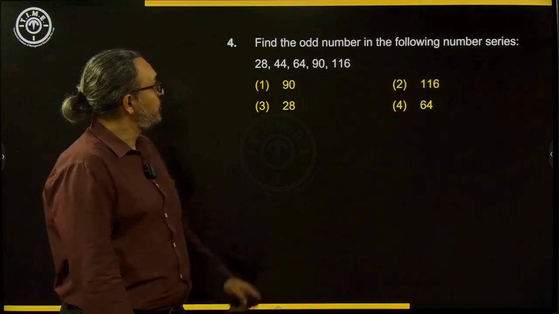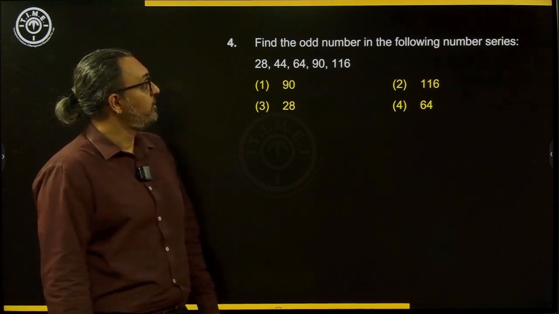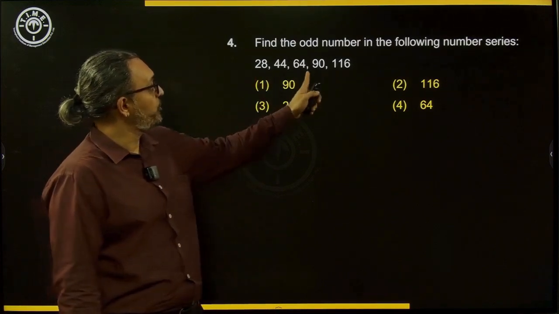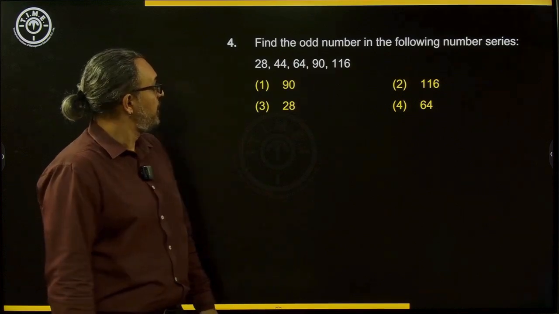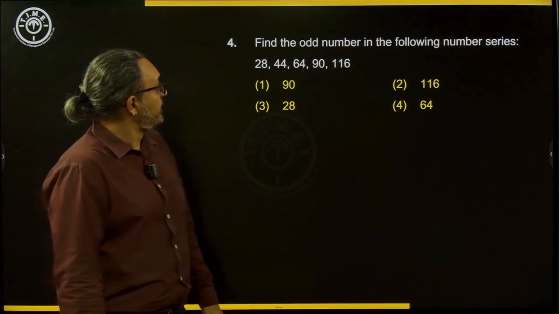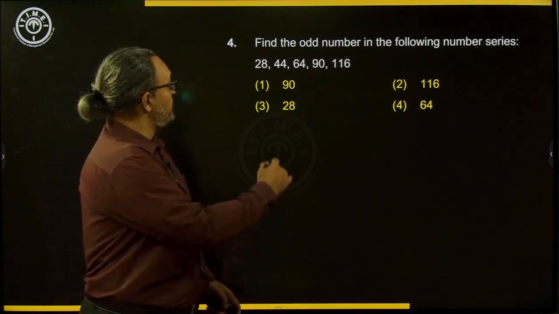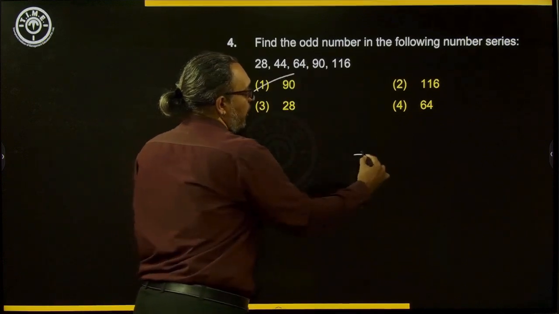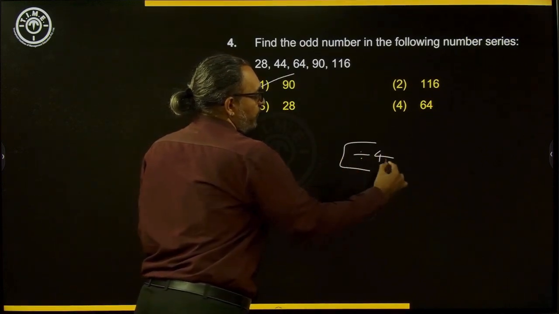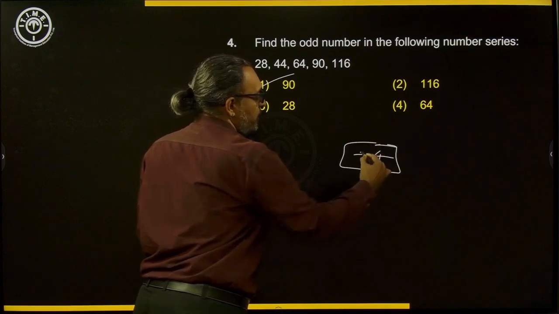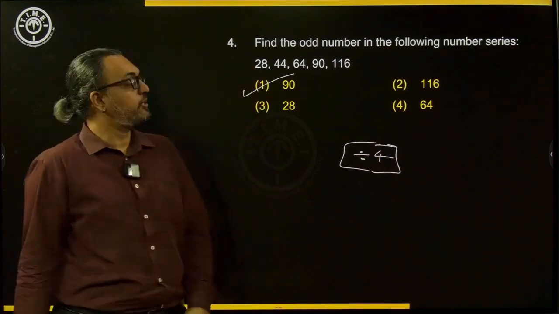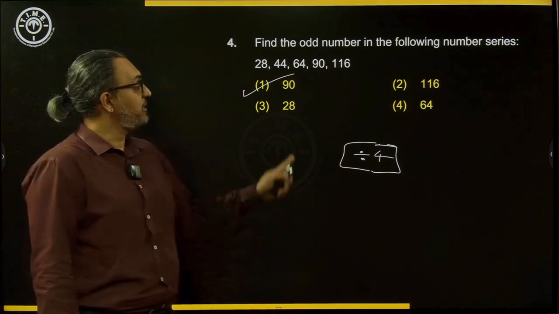Right. Next one, find the odd number in the following series. Okay, so you have 28, 44, 64, 90, 116. Yes, we can say 90 is my answer because remaining all are divisible by 4. So divisibility of 4 is the logic. All are divisible by 4 except 90.